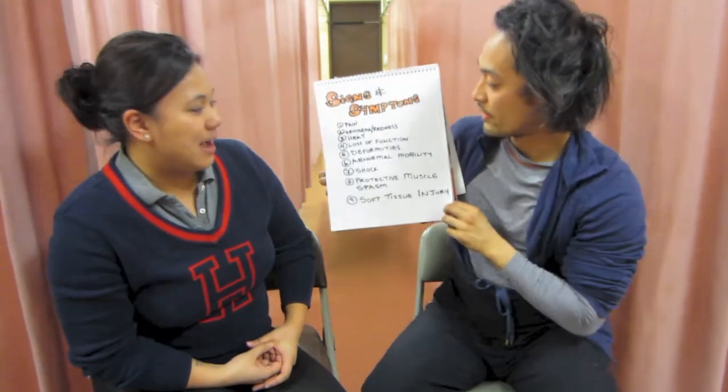Now, fractures come with all signs and symptoms. First one being pain, erythema and redness, heat, loss of function, deformities, abnormal mobility, shock, protective muscle spasm, and soft tissue injury. Now, there are many different kinds of fractures. The first one being an open fracture is where the fracture breaks through the skin and meets with the external environment. It's like the bone is saying hello to the world.